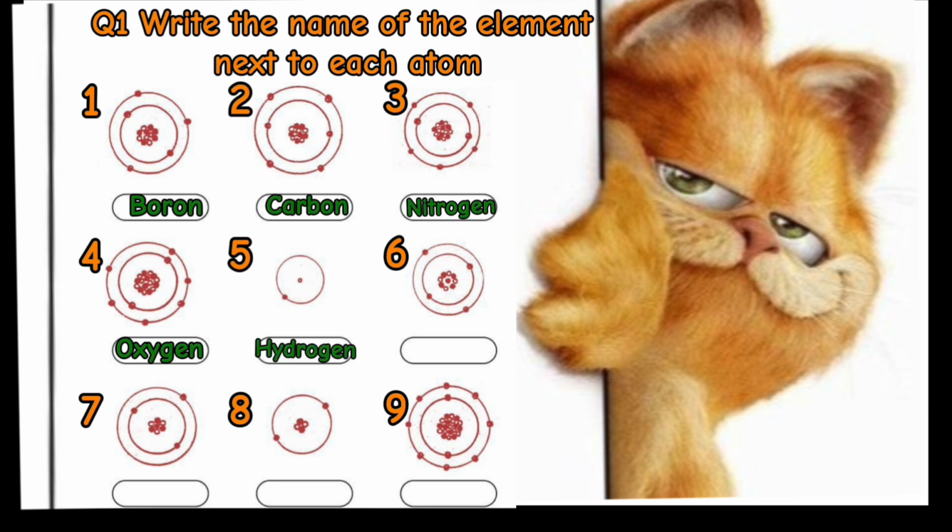The atom number 6 has 4 electrons, so the atomic number is 4. So this atom is beryllium. The atom number 7 has 3 electrons, so the atomic number is 3. So this atom is lithium. The atom number 8 has 2 electrons, so this atom is helium. The atom number 9 has 10 electrons, so the atomic number is 10. So this atom is neon.